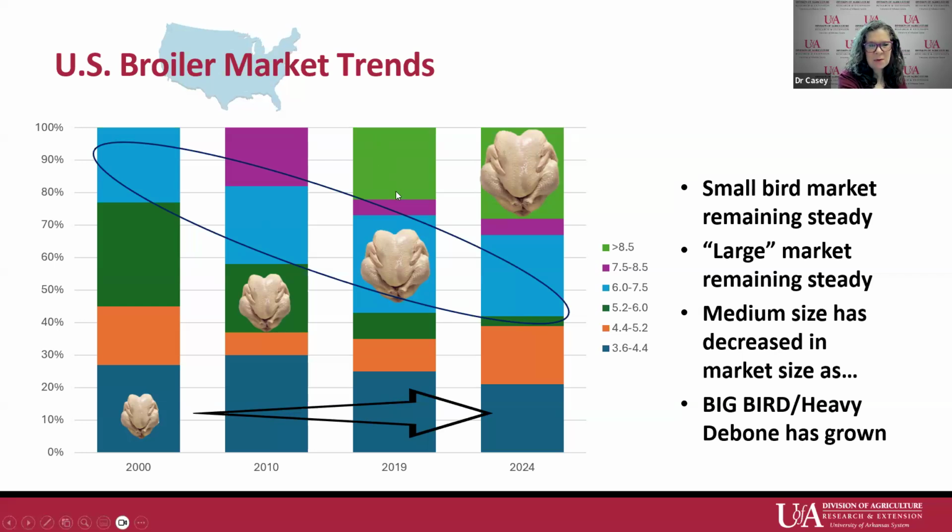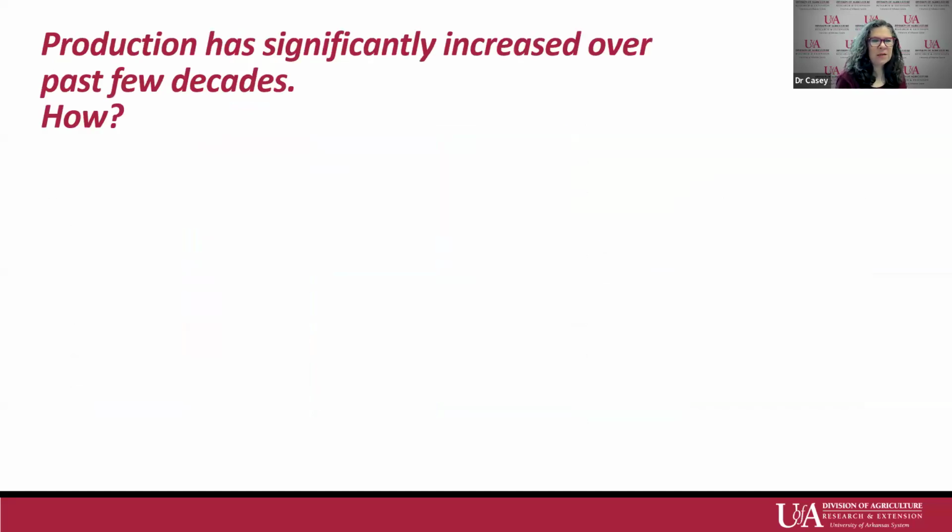But what has increased in more recent times is the production of this really big bird, greater than 8.5 pounds. Twenty years ago, we didn't have that particular market segment represented. So we've moved to a large bird market. It's remained steady, and that big bird heavy debone market has grown, and that really supports the further processing market, for example, in the United States. So production has significantly increased over the past few decades, and that's production that we're producing here in the U.S. and around the world, really.